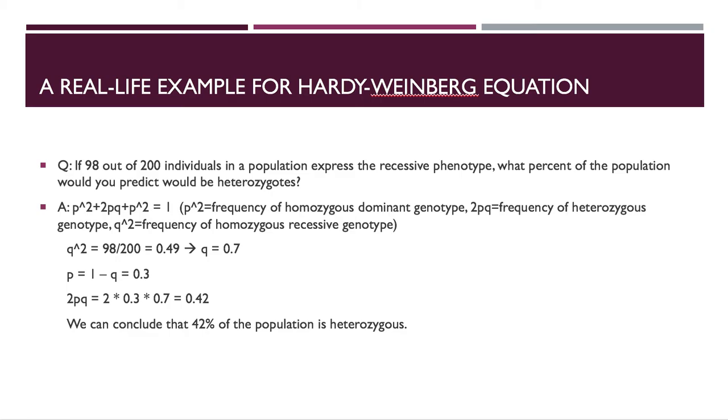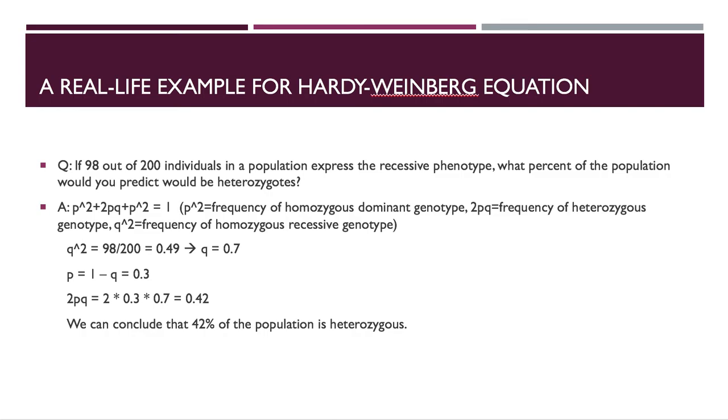For a real-life example, if the question asks if 98 out of 200 individuals in a population express the recessive phenotype, what percent of the population would you predict would be heterozygotes? For this question, you can simply use the equation, which is p squared plus 2pq plus q squared equals 1.